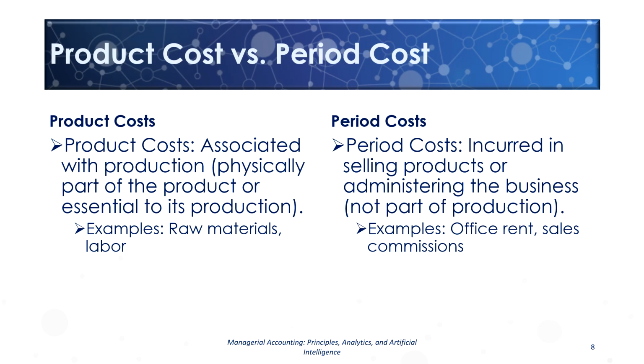Now we introduce a major classification, product costs versus period costs. Product costs are associated with production. These are costs that are either physically part of the product, like raw materials, or essential to producing the product, like factory labor and factory overhead. Period costs are not part of the production process. Instead, they are incurred in selling products or administering the business. Examples of period costs include office rent, marketing costs, and sales commissions.